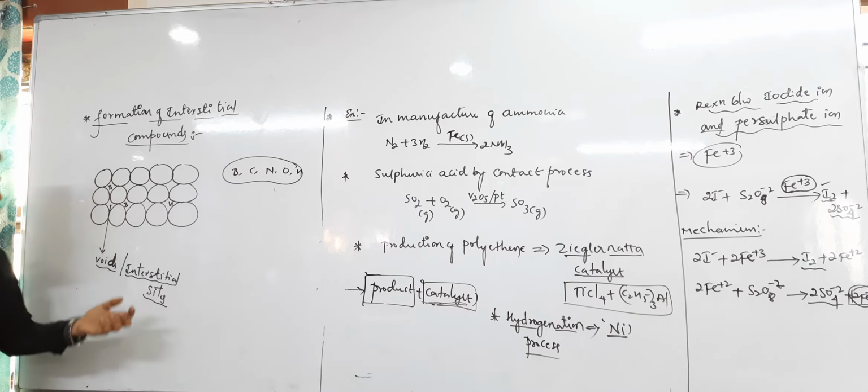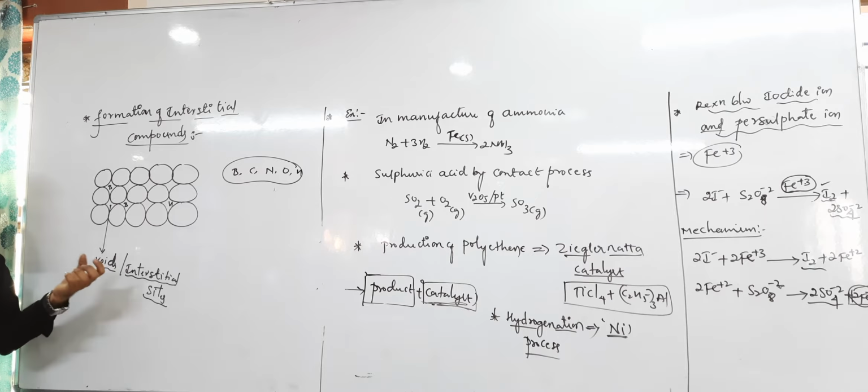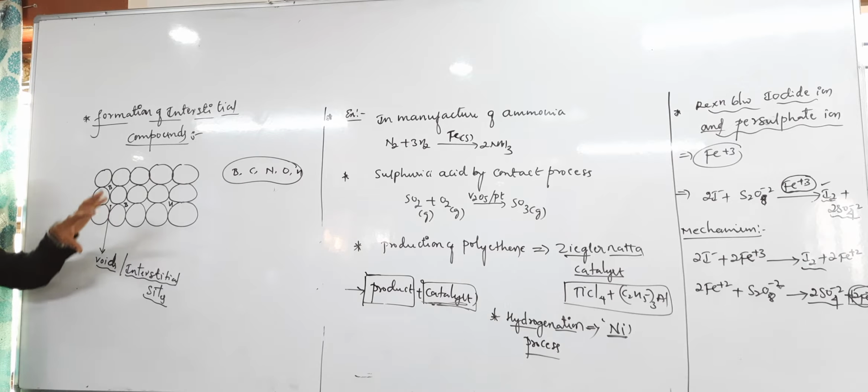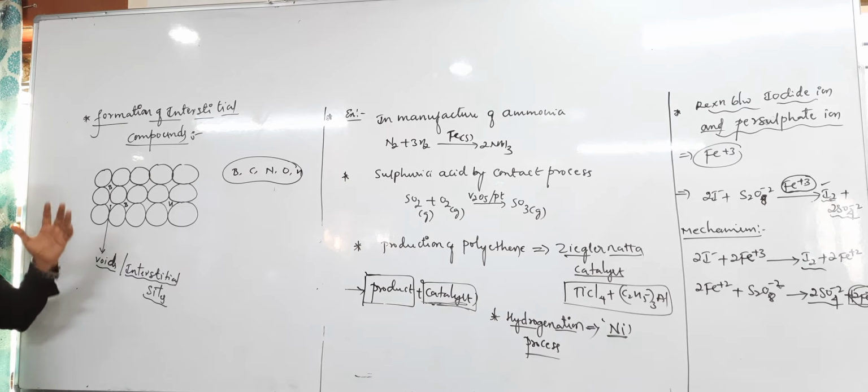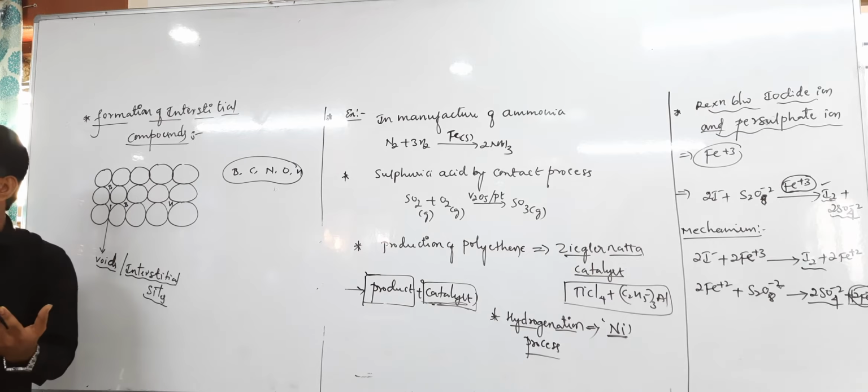Small atoms like boron, carbon, nitrogen, oxygen, hydrogen used to be trapped in the empty spaces or interstitial spaces of the metal lattices, then that compound is being formed which we can call interstitial compounds, guys. Okay, so this is the so-called interstitial compound or non-stoichiometric compound, we also say.